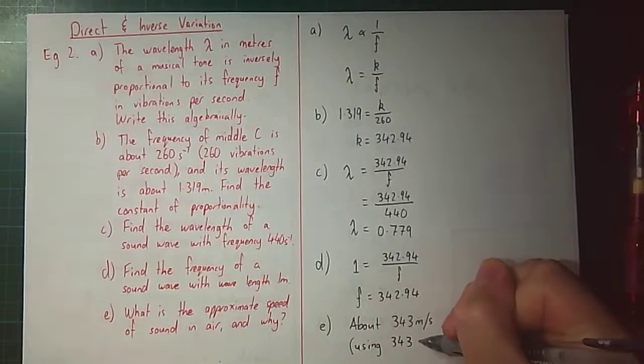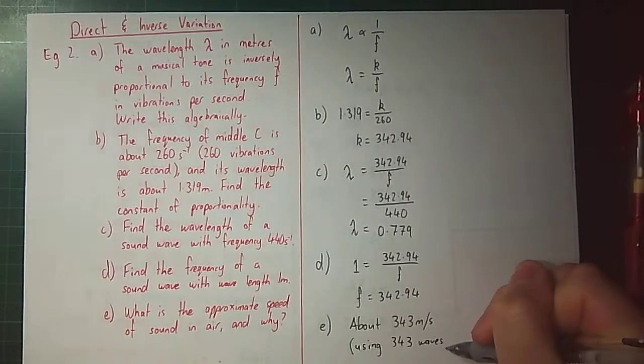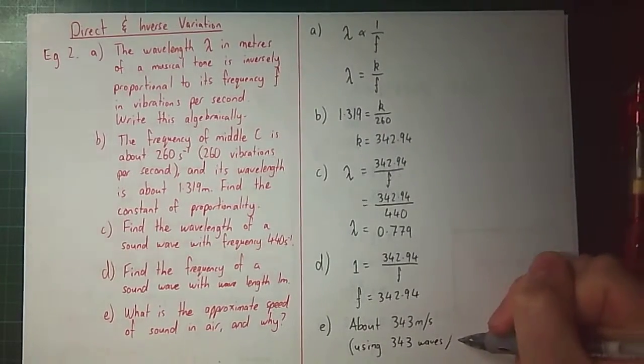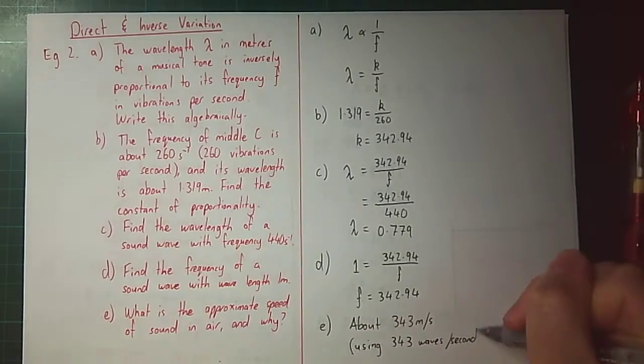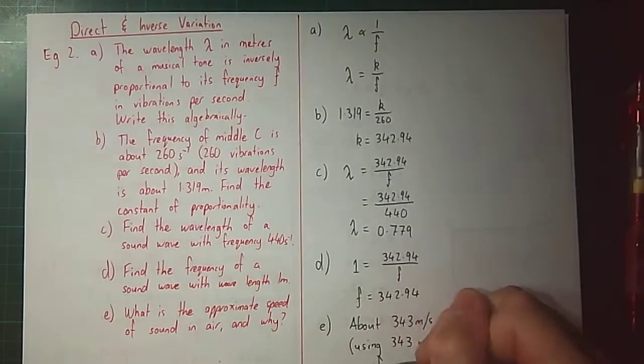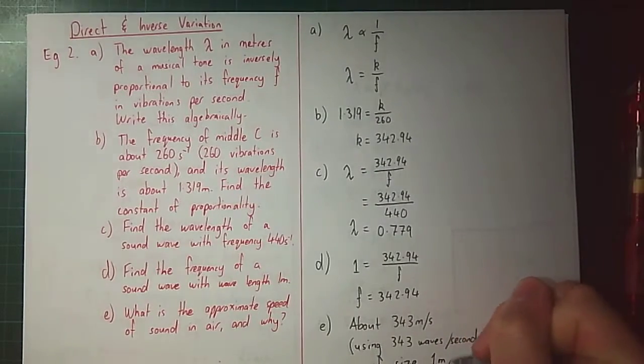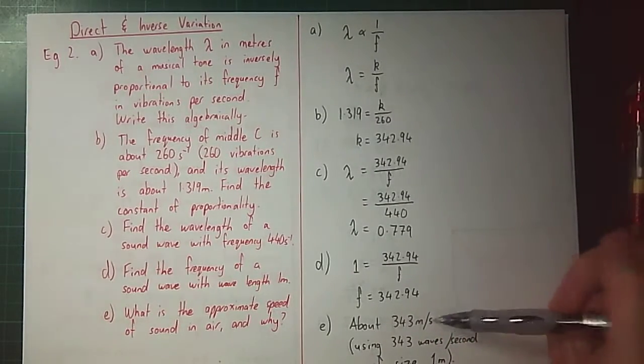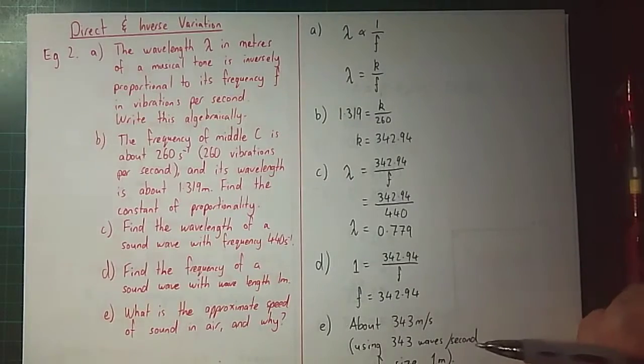So that's assuming that we're using 343 waves or vibrations per second of a size 1 meter. So that is our approximate speed. We're approximate because we've rounded up to a whole number, and that's our reason why.